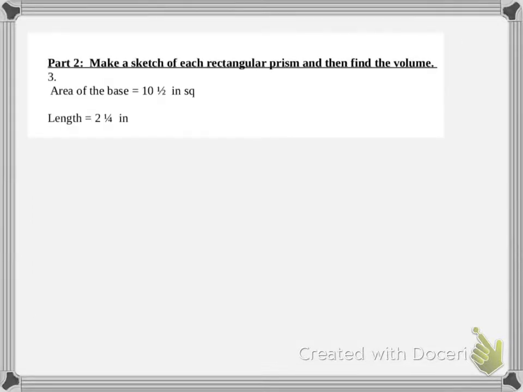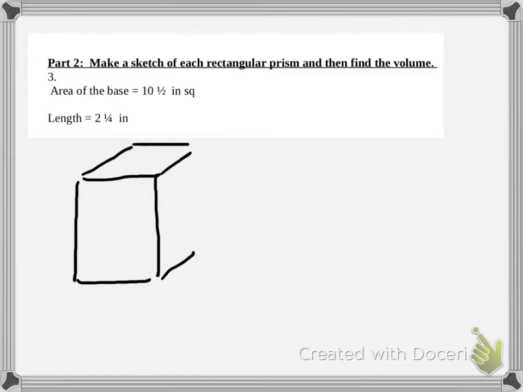All right, and the last one here, it says make a sketch of each rectangular prism and then find the volume. So we're told here the area of the base is 10.5 inches squared and the length is 2 1/4 inches. Now what I'm going to draw here will not be drawn to scale. That's okay. And I'm drawing this freehand, so I don't have a ruler here. Okay, there's the front face. There we go. That just about looks like a rectangular prism.